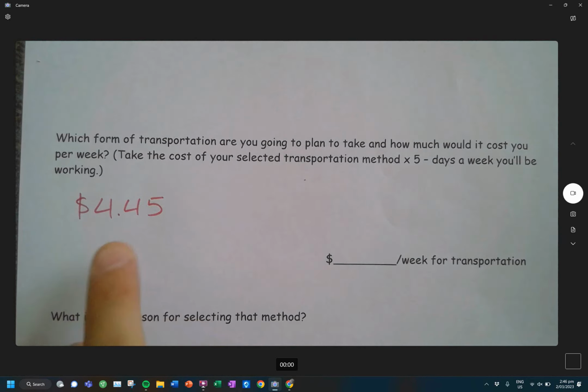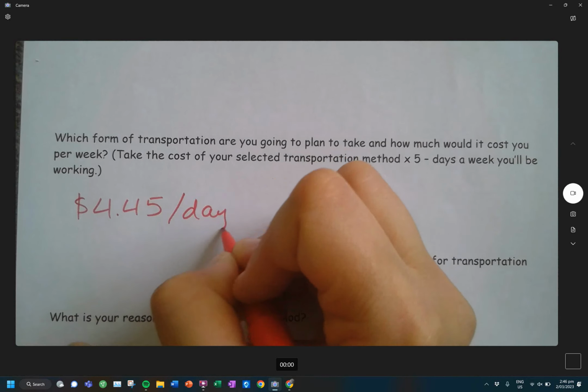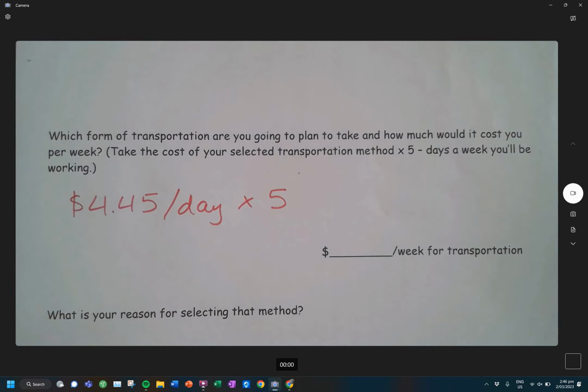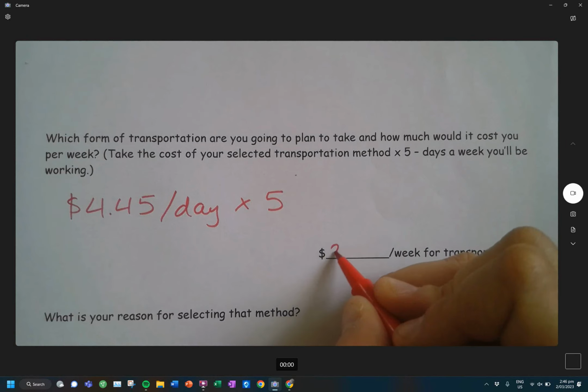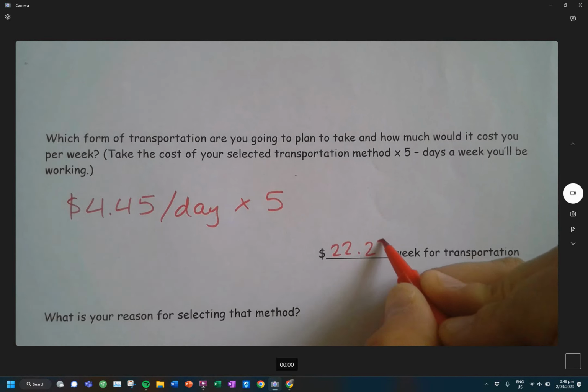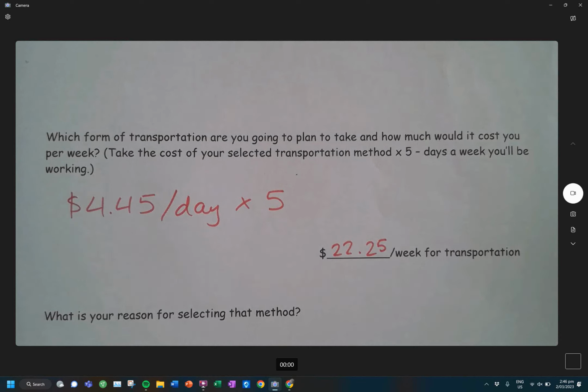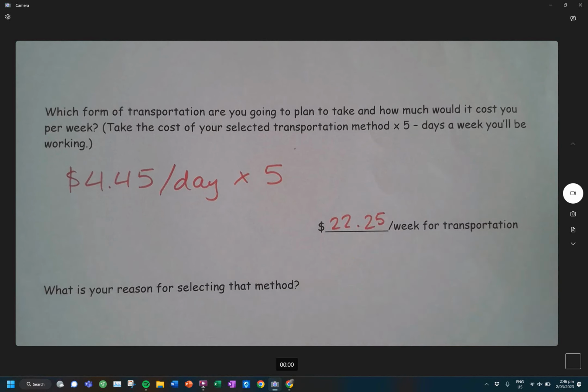So let's say I do want to drive. That's the cost per day. I work 5 days a week, so that'll give me my cost per week. So 4.45 times 5. It'll cost me about $20 a week in petrol for me to get to and from work. And then last thing is to justify my reasoning. So for me, I prefer driving to work. I can't see myself taking public transport because I'm a teacher and I often carry a lot of marking home. That would be really difficult to do on public transport. So that was part of my decision.